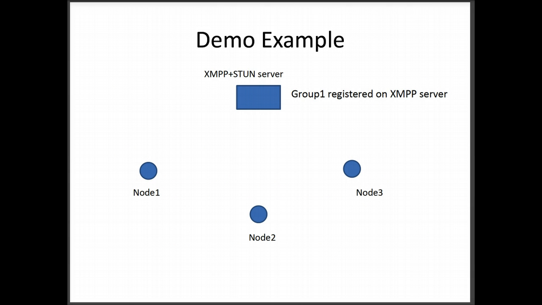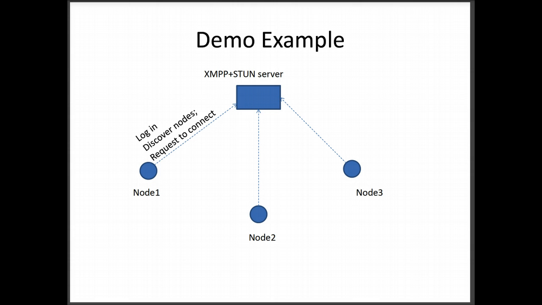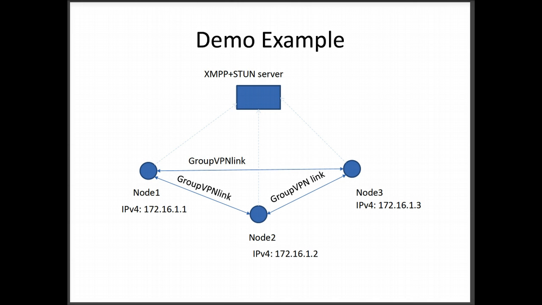So in this demo, what I'll show you is 3 nodes that will create a group. In fact, we'll have a group with 40 nodes, but I'm going to highlight only 3 nodes talking to each other. So they'll use an XMPP STUN server to discover each other and request to connect to each of these nodes. And after running SocialVPN, GroupVPN and connecting to the server, GroupVPN links will be established between these nodes automatically, and nodes will be assigned private IP addresses in the IPv4 space. They also get assigned private IPv6 addresses, and I'll show that in the demonstration.